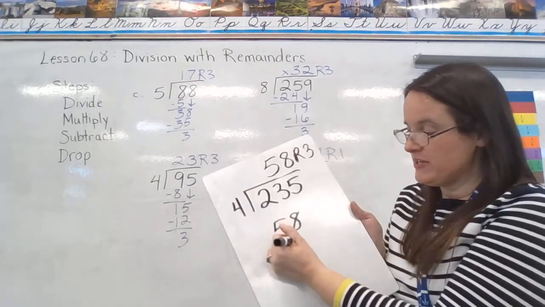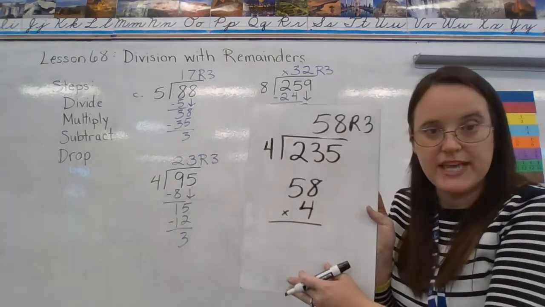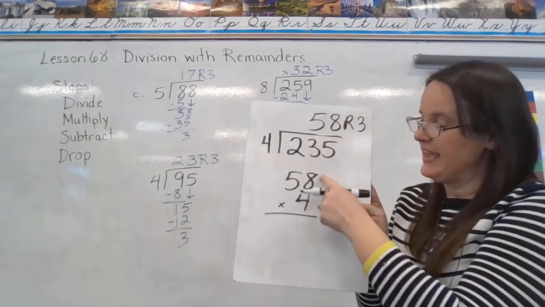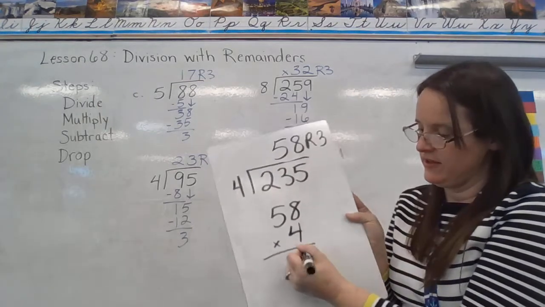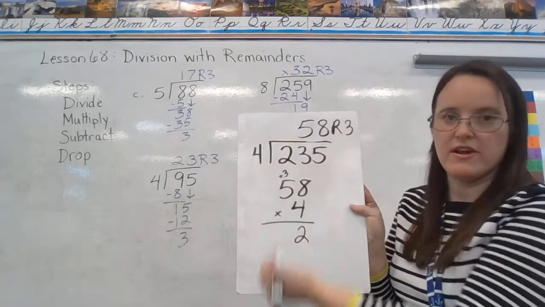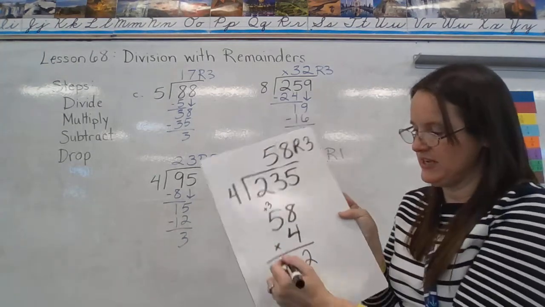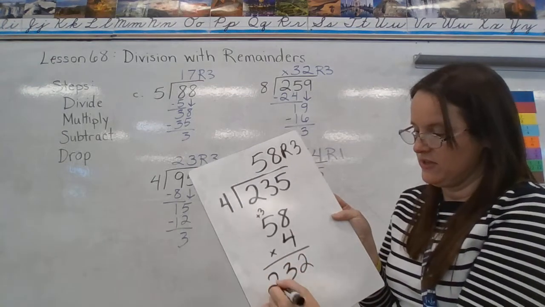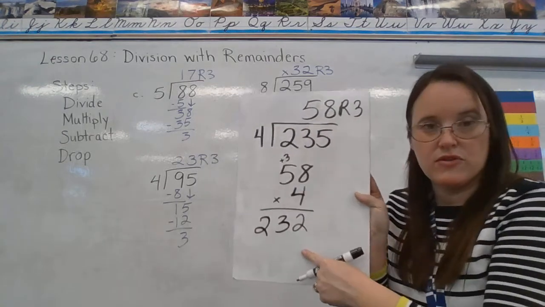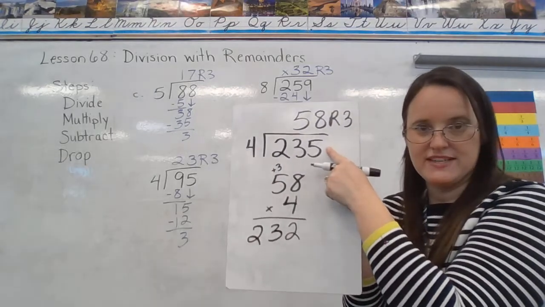So we're going to start by doing 58 groups of 4. That's a multiplication problem. So 8 times 4 gives us 32. We want to carry our 3. 5 times 4 is 20 plus 3. So we have 232. That doesn't match our dividend.